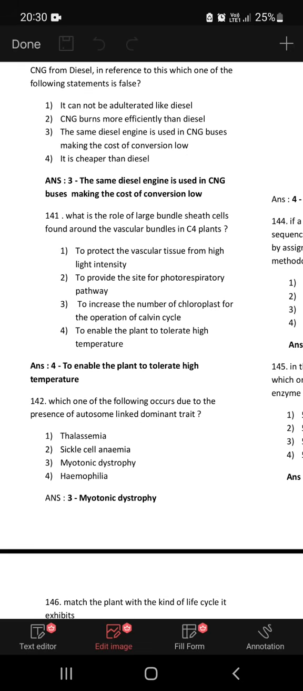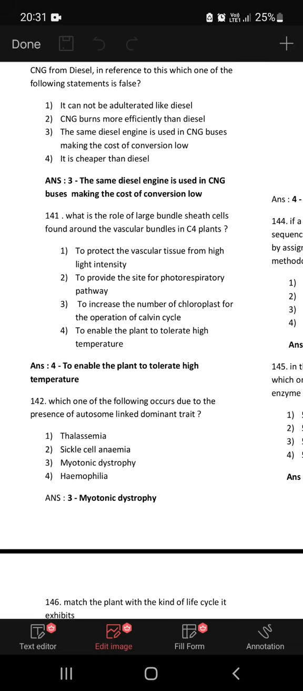What is the role of large bundle sheath cells found around the vascular bundles in C4 plants? They are going to protect the vascular tissue from high light intensity, to protect the site for photorespiratory pathway, to increase the number of chloroplasts for the operation of Calvin cycle, or to enable the plant to tolerate high temperature. The large bundle sheath cells around the vascular bundles enable the plant to tolerate high temperature.